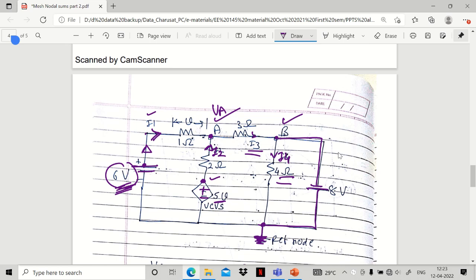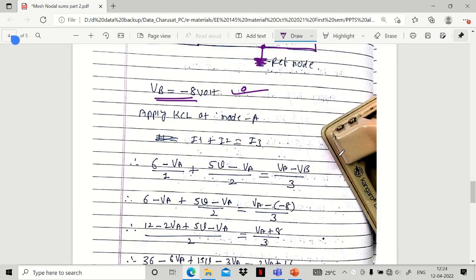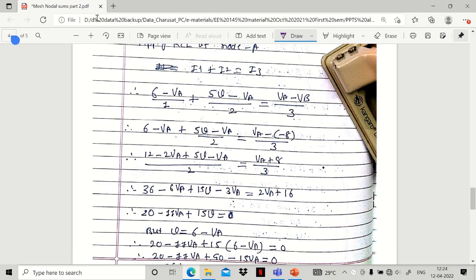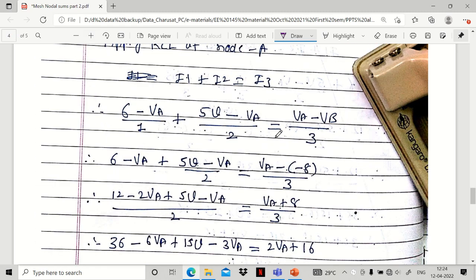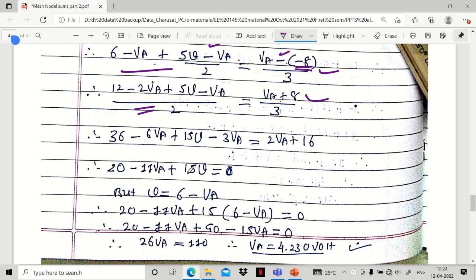I3 is flowing from A to B. The potential of B is VB. So I3 is VA minus VB upon 3 ohm resistance. So this is 6 minus VA, plus phi v minus VA upon 2, equals VA minus VB upon 3. VA minus VB is VA minus minus 8, so it would be VA plus 8 upon 3. Simplify this.